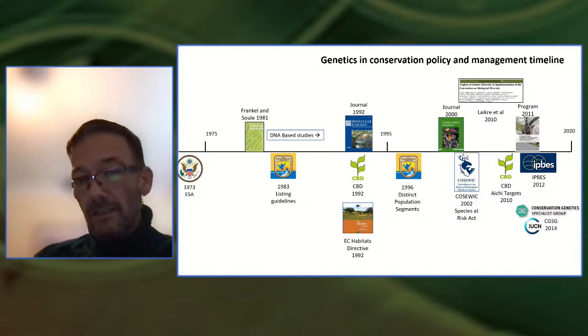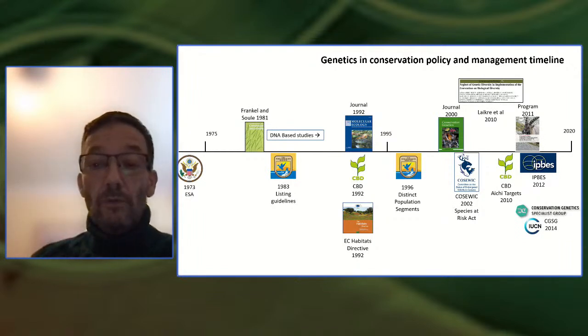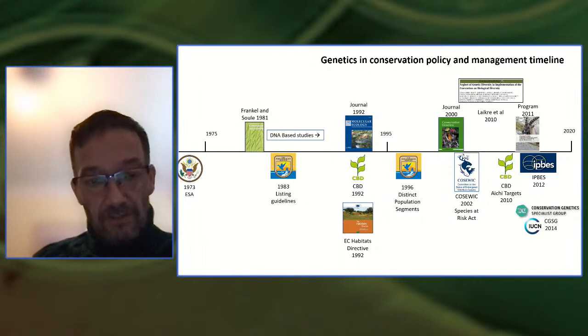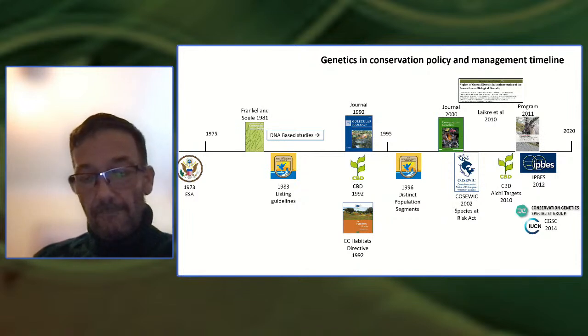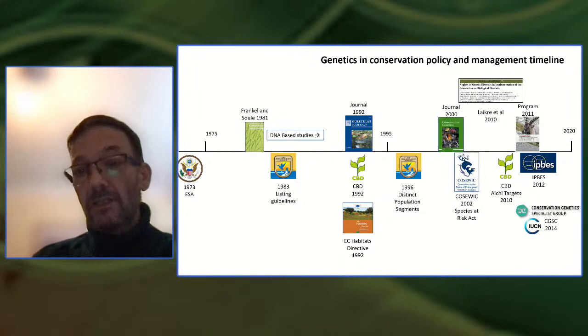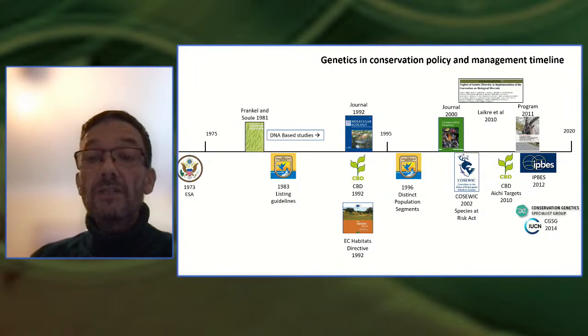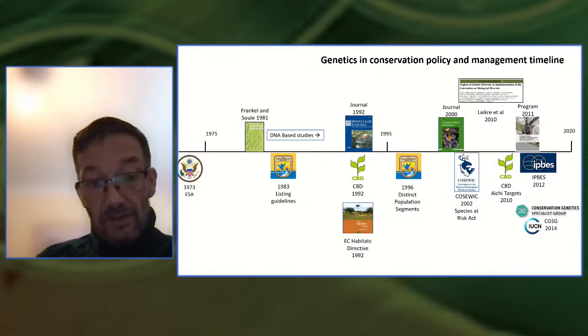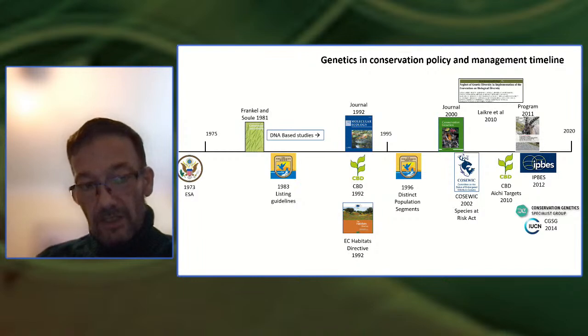And in 2010, Linda Laikre and colleagues published a very important article, which basically said that they weren't being taken up because there wasn't the policy driver to take them up. And the policy driver was, in fact, the Convention on Biological Diversity. And so this paper, Neglect of Genetic Diversity in the Implementation of the CBD, was really very important in that context. And that really started a lot of discussions during the last decade, led to, to some extent, the formation of the IUCN Conservation Genetics Specialist Group, but also through a lot of other activities as well.